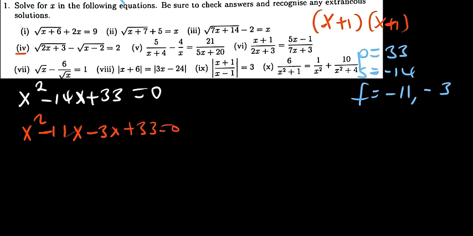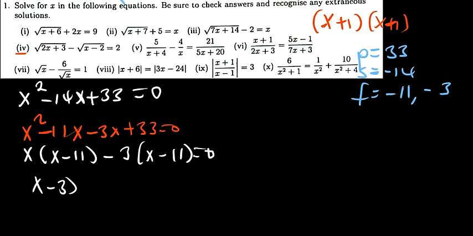Let's factor out x. x open brackets, I'll remain with x minus 11. Here I can factor out 3. I'll remain with x, then since this is negative, negative 11 is equal to 0. My solutions will be like that. x minus 11 is equal to 0.